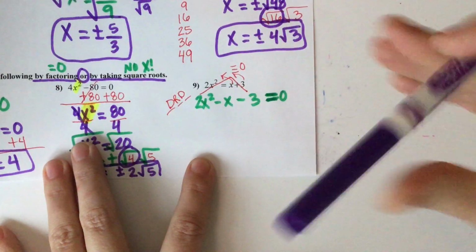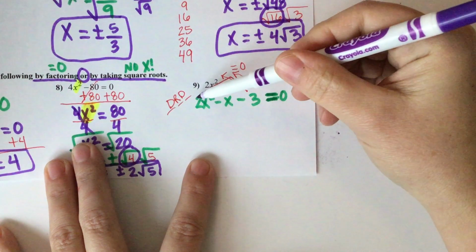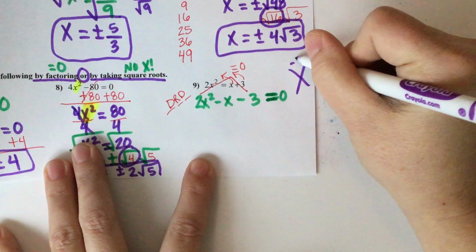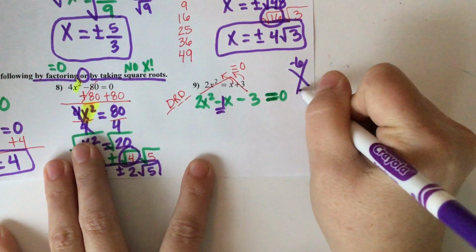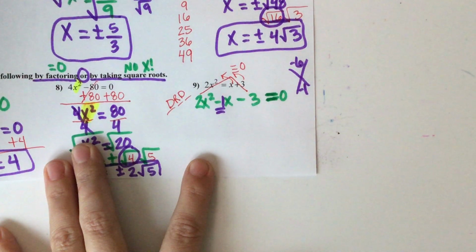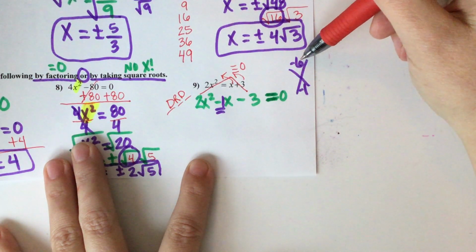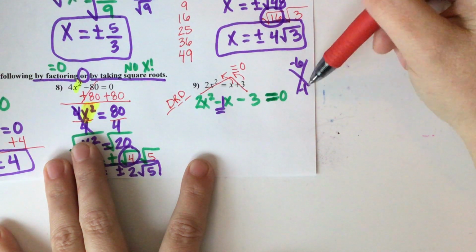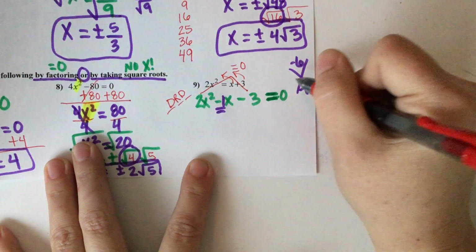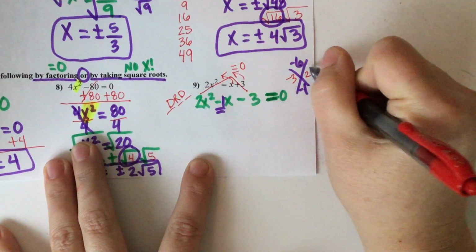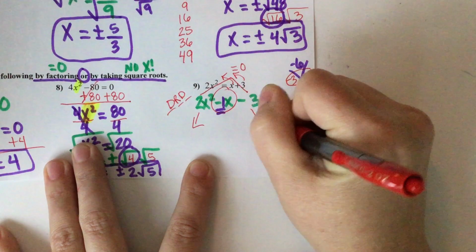Let's set it up. What would you get if you took a times c? 2 times negative 3, you get negative 6. And you'd want them to add to make the negative 1 in the middle. Okay, let's just see if we can find the numbers. Does anybody remember what multiplies to make negative 6 and adds to make negative 1? A negative 3 and a positive 2. And from here, you would drop, replace, drop, etc.